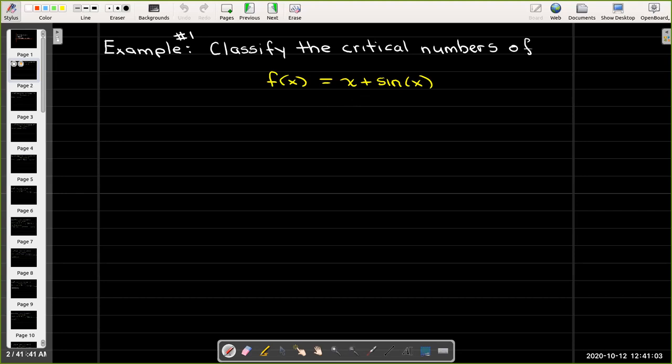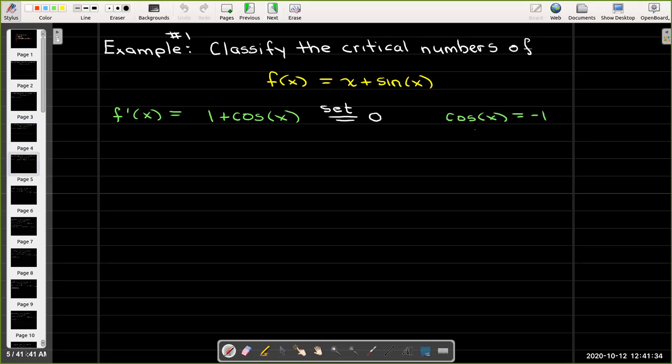sine of x. Remember that classify the critical numbers means tell if each critical number corresponds to a local max, a local min, or neither a local max nor a local min. So we'll take the derivative and set that equal to zero and look at the solutions.